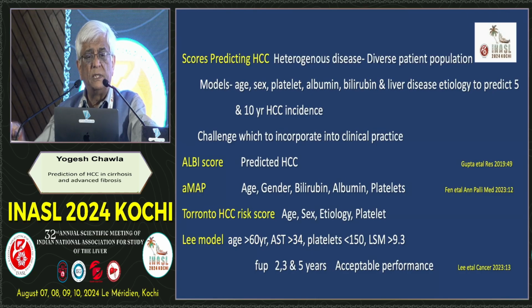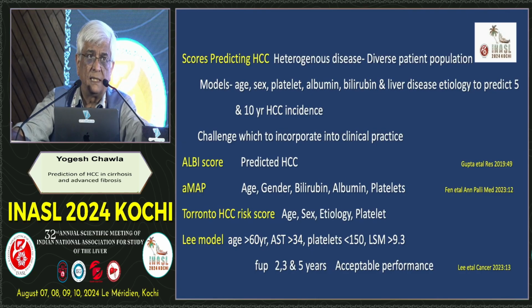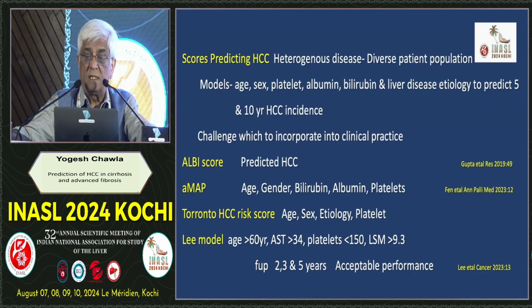So the problems with these scores are that cirrhosis is a heterogeneous disease which is being studied differently in different places in a diverse group of patient population. Most of these models take into account age, sex, platelet, albumin, bilirubin, and liver disease etiology and enzymes. They have been studied to predict 5 and 10 years HCC incidence. But it is a challenge which one to incorporate into clinical practice.